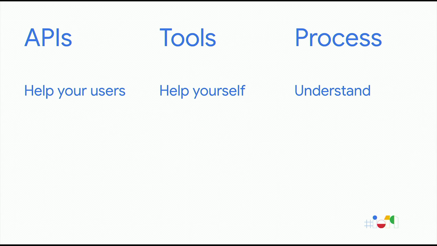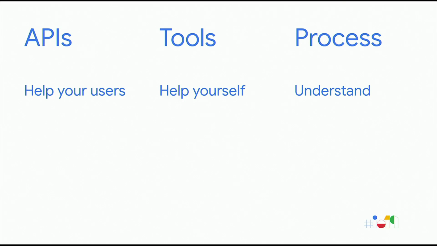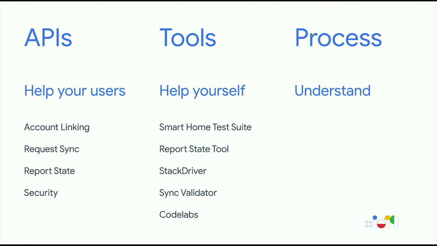Yeah, the Local Home SDK stuff is really exciting. So here today, we're going to talk about 3 sets of things: APIs, tools, and processes. The APIs that we're going to talk about are really here to help your users have a better experience with the smart home interaction. The tools that we're going to talk about are to help you in your development. So things that might have been a little difficult before or you didn't know about, hopefully these things will make it a lot easier as you're working. And then the process that we're going to talk about is understanding the submission process.